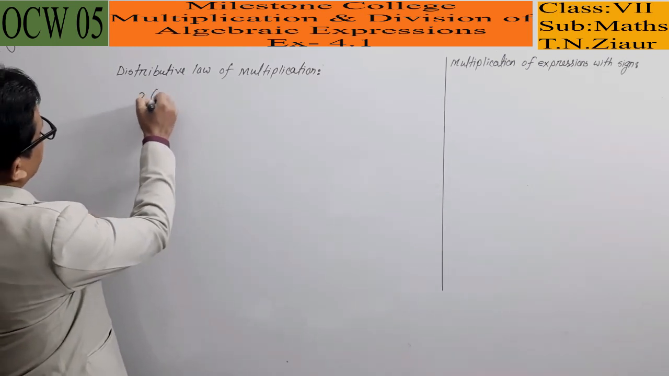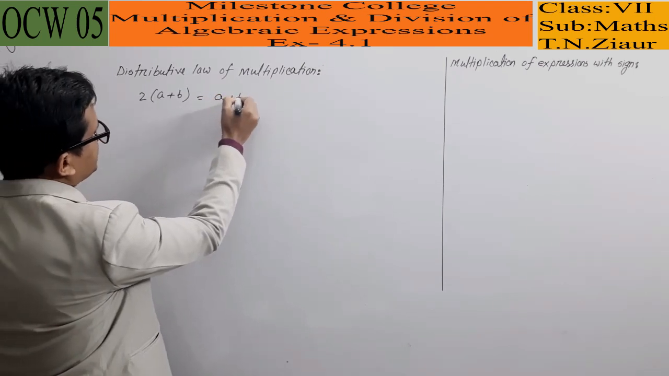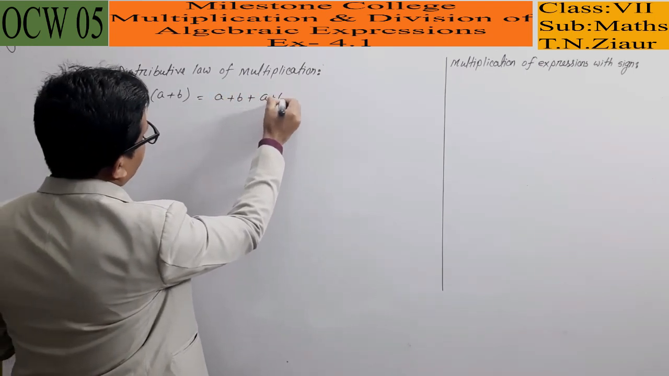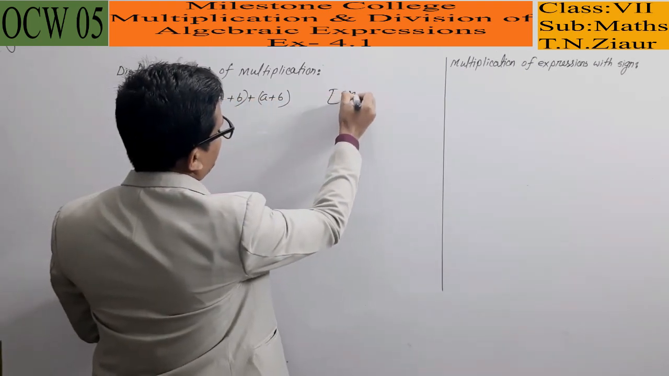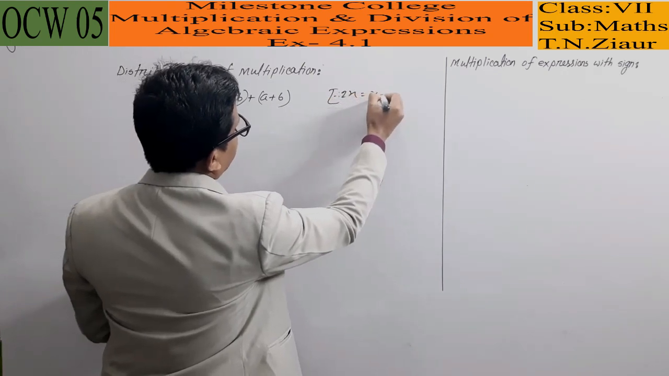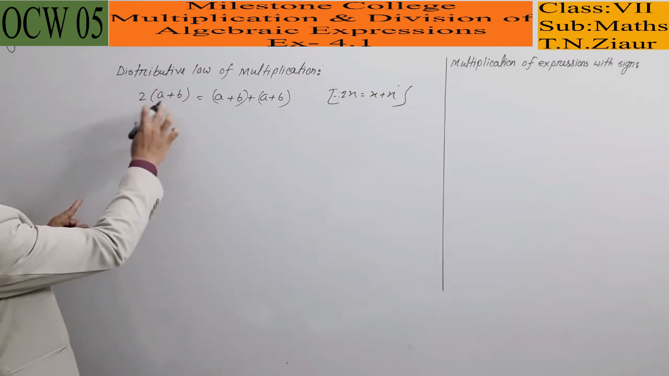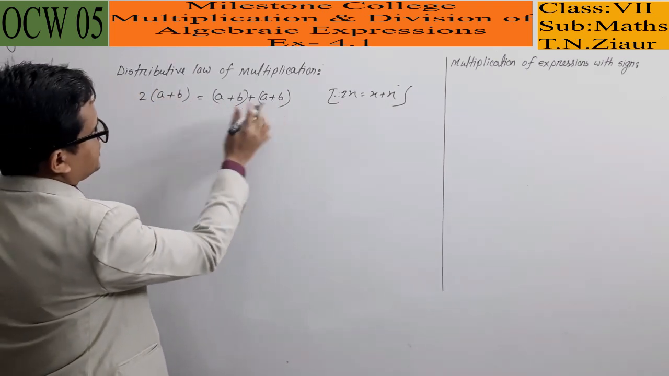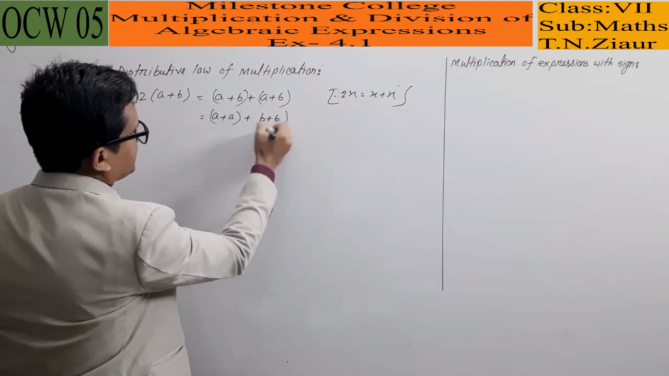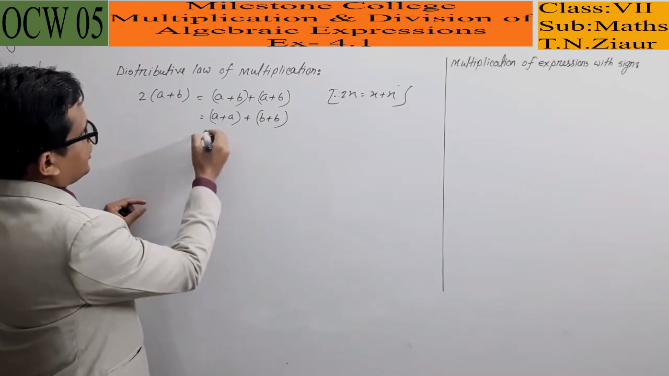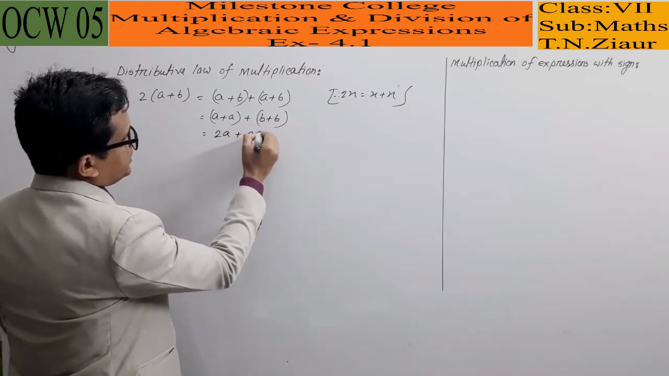Suppose 2 into (a plus b). This one we can write as (a plus b) plus (a plus b), this way. That means 2x is equal to x plus x, we can write like this; that's why you can write this one. Okay, so 2 into (a plus b) means (a plus b) plus (a plus b). So a plus a plus b plus b, we can write this way, right? Now a plus a is 2a, and b plus b will be 2b.